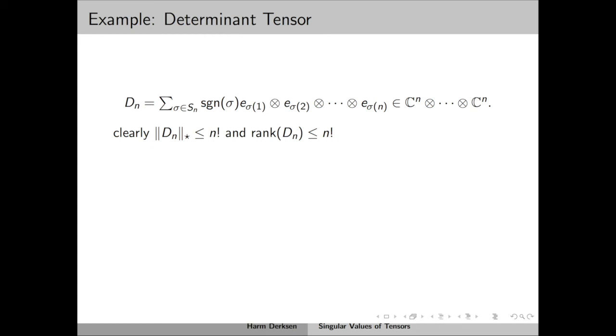Here's an example of a particular tensor that I'm also interested in, namely the determinant. You can think of the determinant as a multilinear function, and so you can also think of it as a tensor. The tensor you get is this D_n that I defined here. And it's clear that the nuclear norm is at most n factorial, just the way I've written it, as n factorial terms. Also clear is that the rank is less than or equal to n factorial.